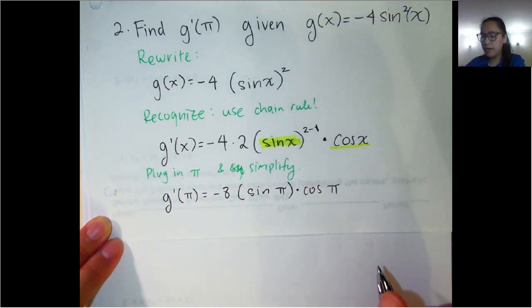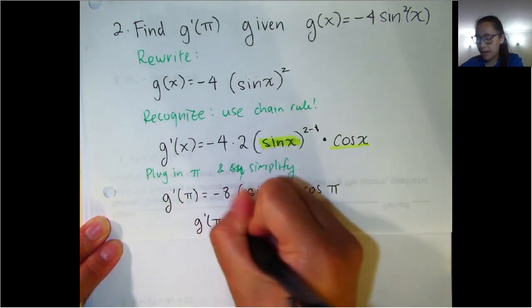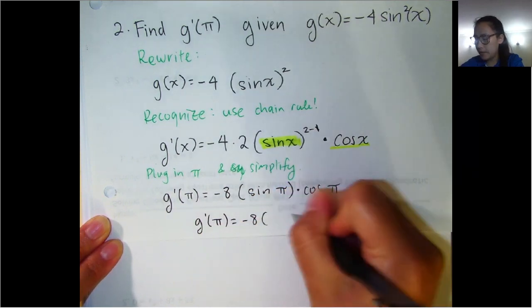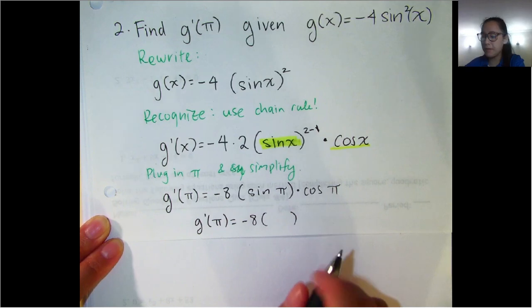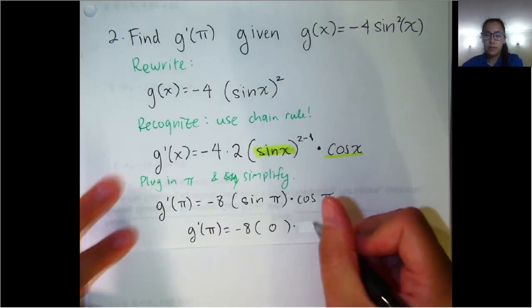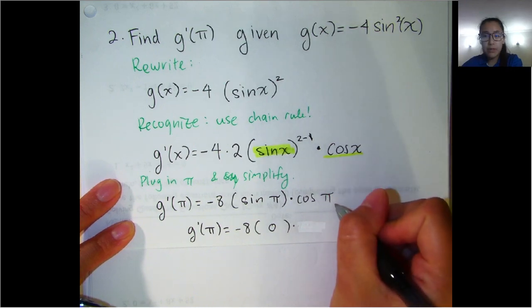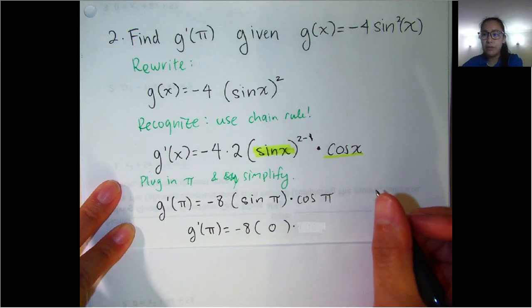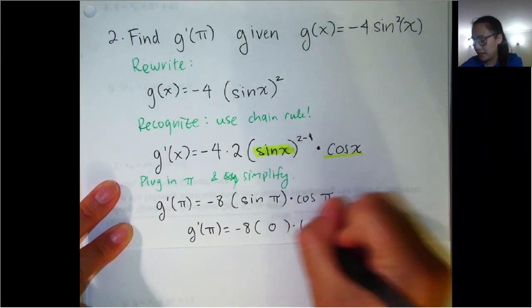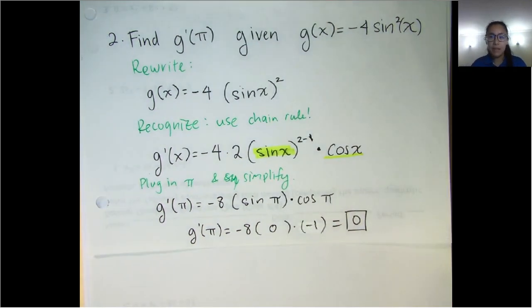Okay, so we'll simplify this a little bit. So you have g prime of pi equals negative 8 times, well, sine of pi, if you remember your unit circle, that's just going to be 0, times cosine of pi. Cosine of pi is also on your unit circle. Cosine of pi would be at the coordinate (-1, 0), so cosine of pi is negative 1. And this all simplifies to 0. So 0 is your final answer.